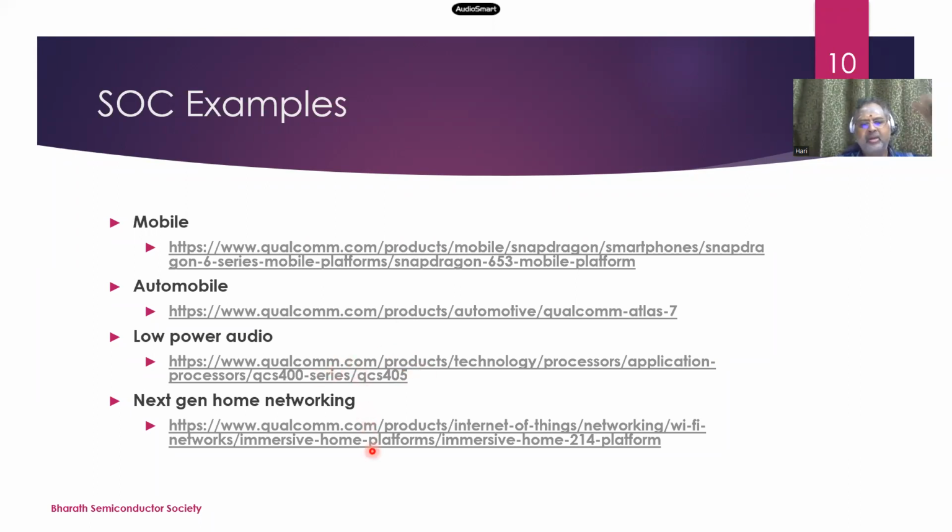Then the last chip I worked on in industry was for Wi-Fi next-gen home networking. It's called the Immersive Home 240 platform. This is for IoT applications for home networking, gateways and the like, which is a chipset again. I'll tell you what a chipset is in a moment. I'm not going to go into detail for lack of time. You can go to the links, try to understand, and reach out to us for any help.